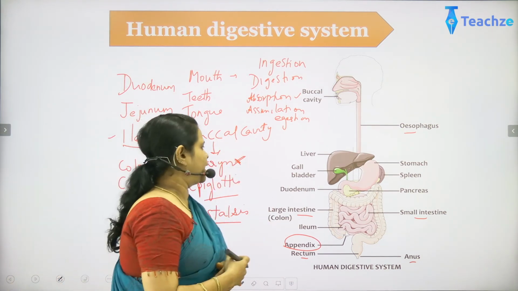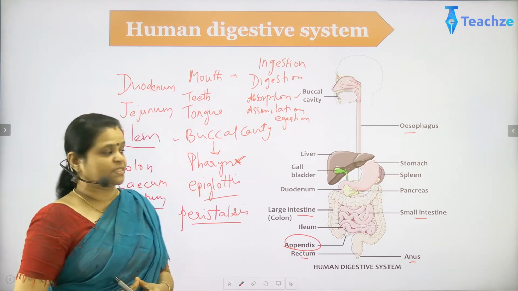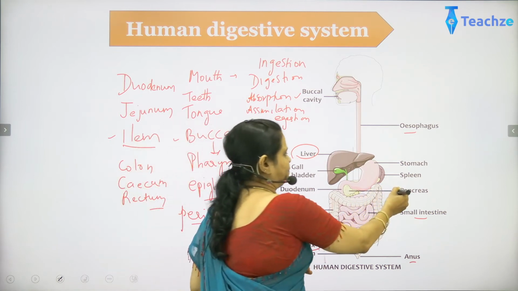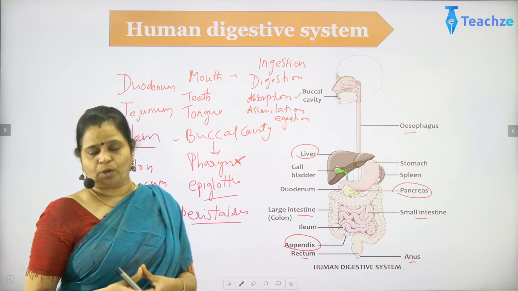Now these are all the parts of the digestive system, and associated with the digestive system you can see here 2 different glands, the liver and the pancreas. Now the liver is the largest gland in our body.